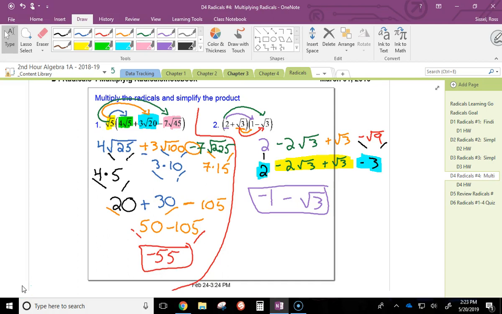Real quick, you can kind of color code things, what I did. Biggest change was when I got to here, 2 minus 2 times square root of 3 plus square root of 3 minus square root of 9. I can simplify. Square root of 9 is going to be still minus 3. And when I have -2 times the square root of 3 plus square root of 3, because that square root of 3 is the same base, I can do -2 plus, this is essentially a 1 times square root of 3. So -2 plus that is going to give me just negative square root of 3. And 2 minus 3 was -1.